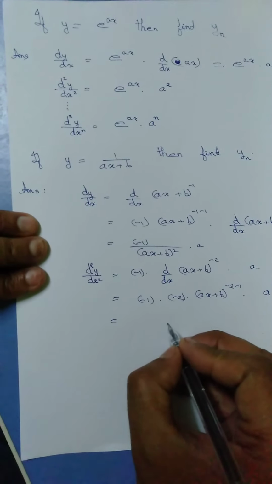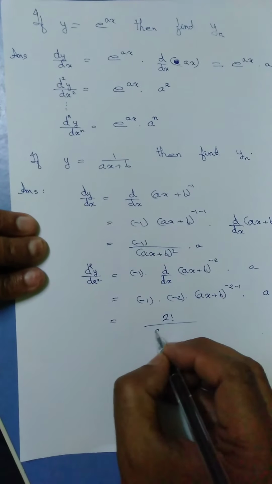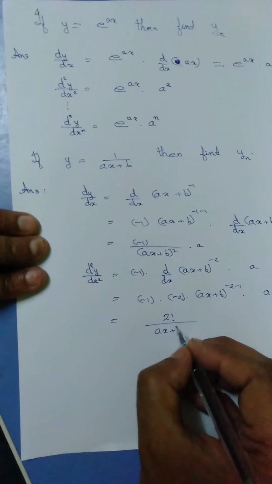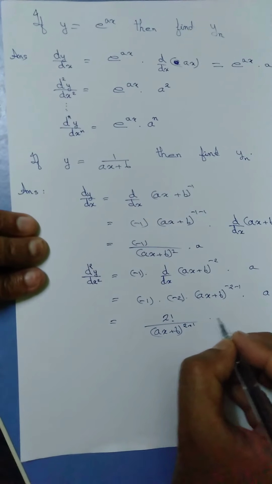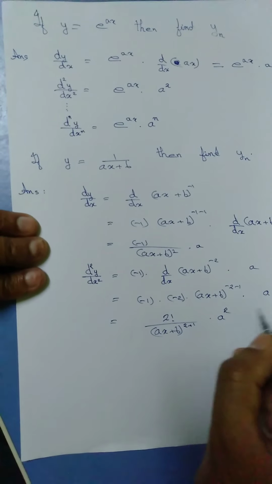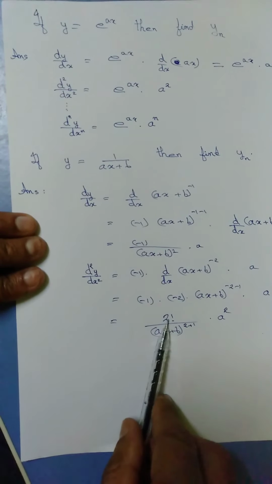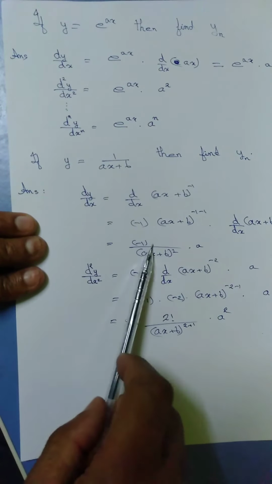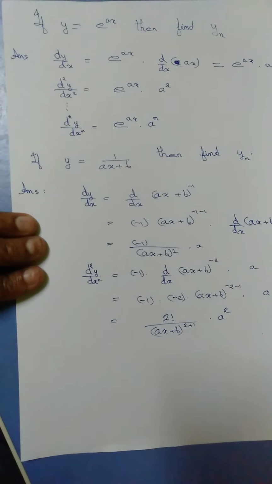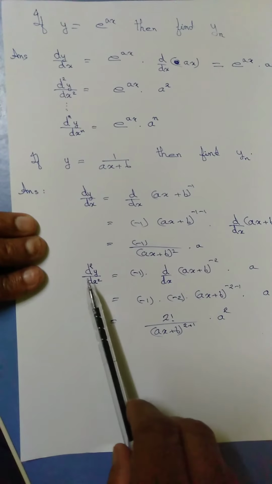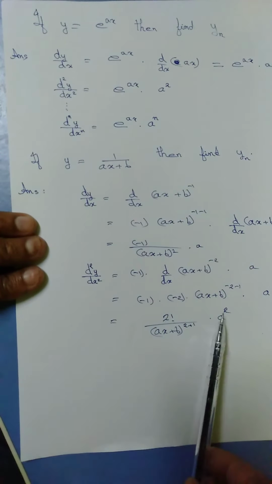So you have factorial 2 by ax plus b to the power 2 plus 1 into a to the power 2. Double derivative, you have factorial 2. Single derivative, you have factorial 1. Factorial 1 is just 1, we did not write that. Single derivative, a to the power 1. Double derivative, a to the power 2.